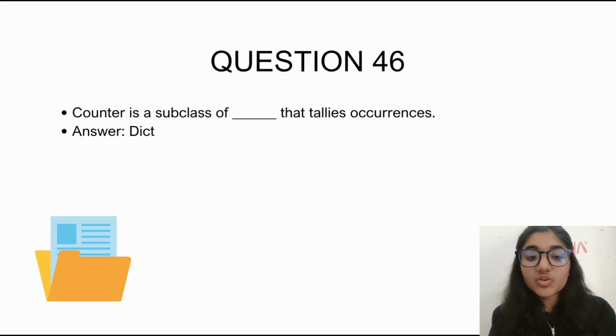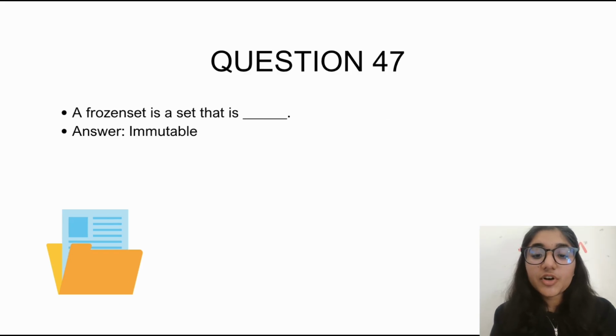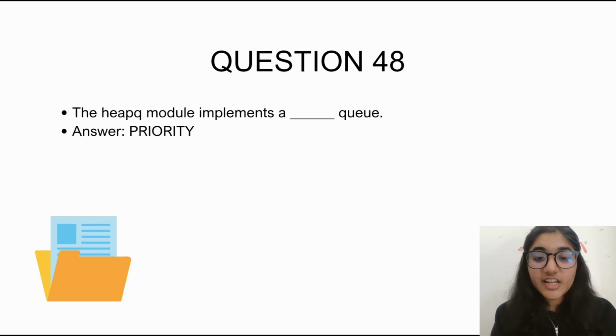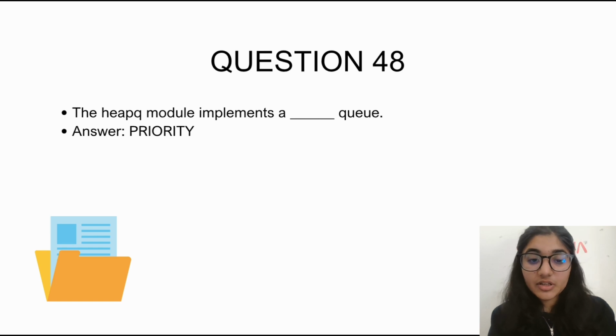46th question is, Counter is a subclass of dash that tallies occurrences. So the answer is dict. Then 47th question is, a frozen set is a set that is dash. So the answer is immutable. Now 48th question is, the heap queue module implements a dash queue. So the answer is priority queue.